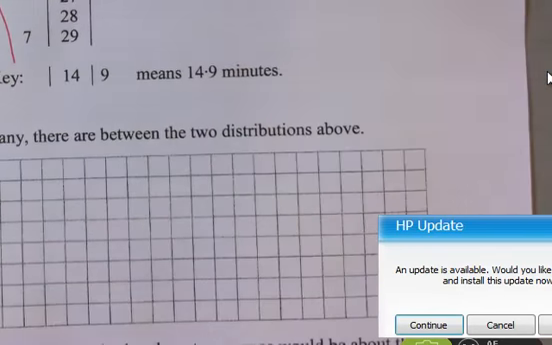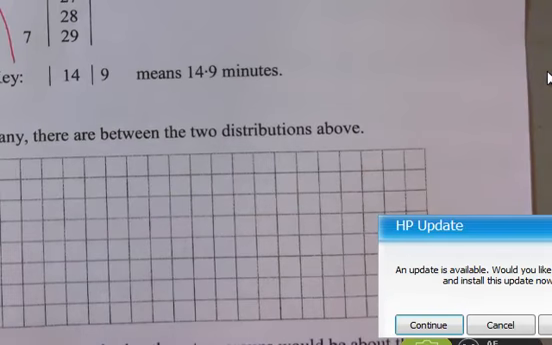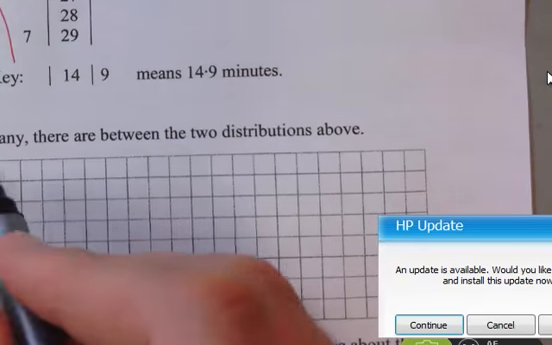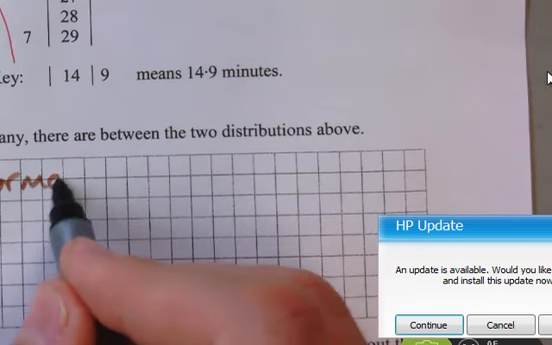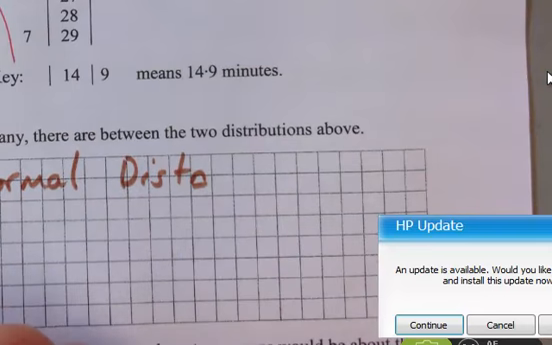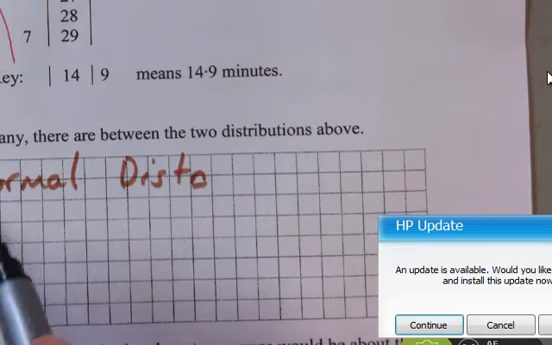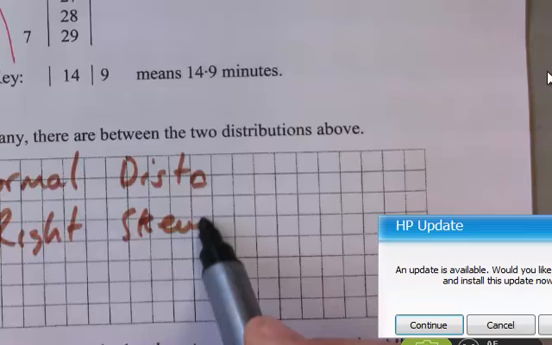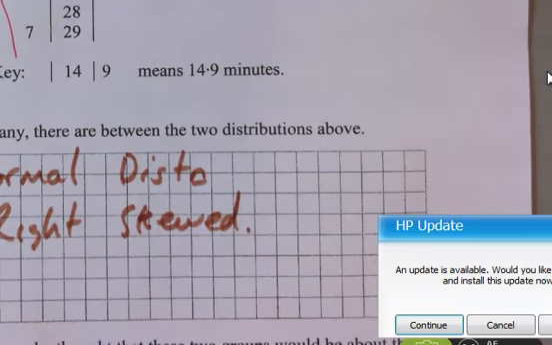Okay. So the males, normal distribution, and the females, well, they've got a right skewed distribution.